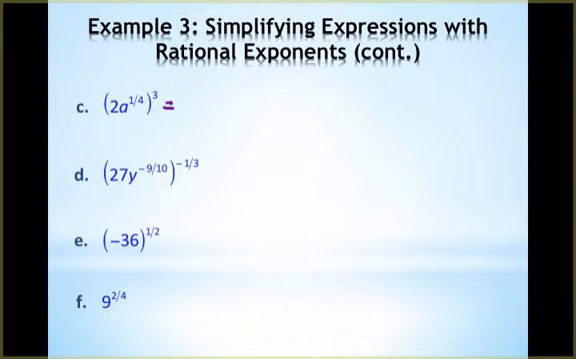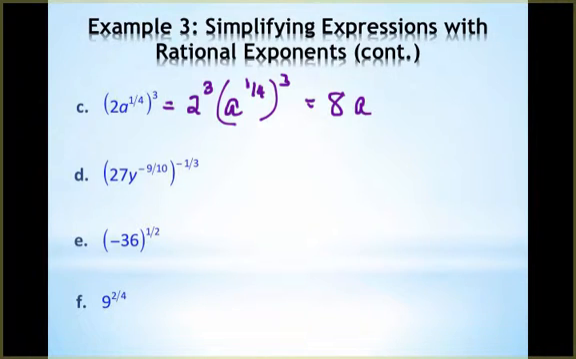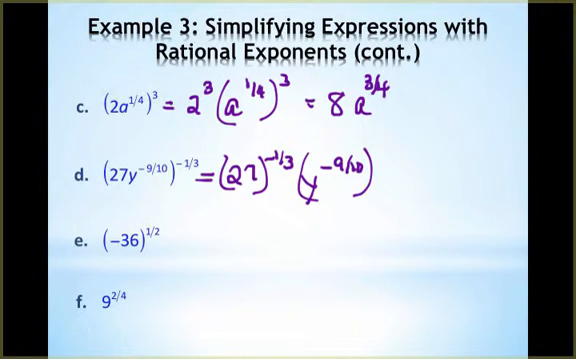In this next problem, we're taking the product and raising it to the 3rd power. So this becomes 2 to the 3rd and a to the 1/4, to the 3rd. But 2 to the 3rd is 8, and a to the 1/4 to the 3rd is a to the 3/4. In the next problem, we're doing the same thing. We're doing 27 to the negative 1/3, y to the negative 9/10, to the negative 1/3. Well, 27 to the negative 1/3 is 1 over 27 to the 1/3.